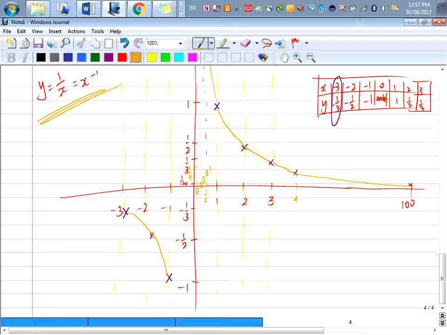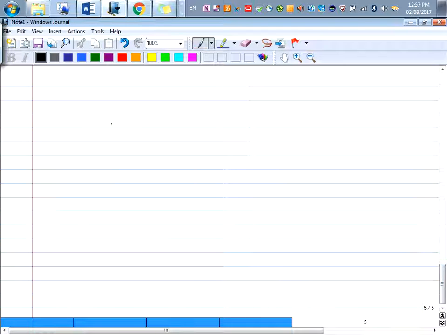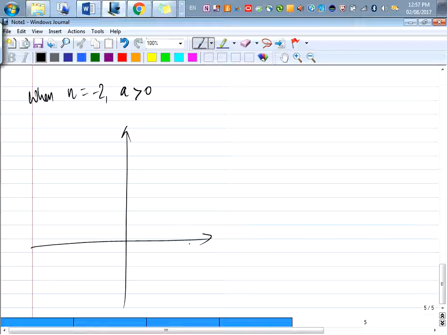Okay? Right, let's go on to the last graph that I wanted to discuss. When n equals -2 and a greater than 0. So for example, what did I give just now, the example?